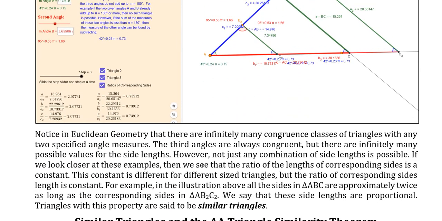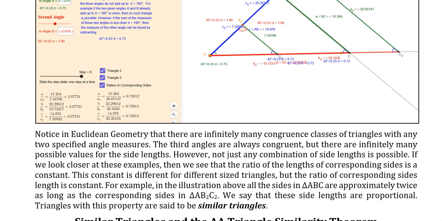So what we noticed earlier, when we were looking at whether angle-angle was enough to make the triangles congruent, is that it's not enough in Euclidean geometry to have two or even three pairs of corresponding angles congruent. There are infinitely many congruence classes, but that doesn't mean anything will work. They're actually all in one similarity class. It's going to turn out that similarity of triangles is an equivalence relation, just like congruence of triangles is, and so we get similarity classes.